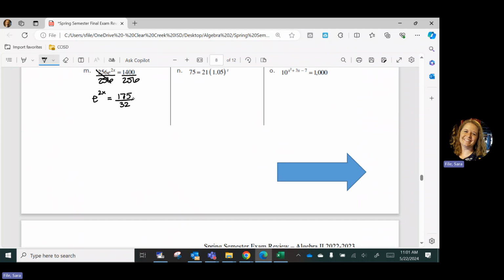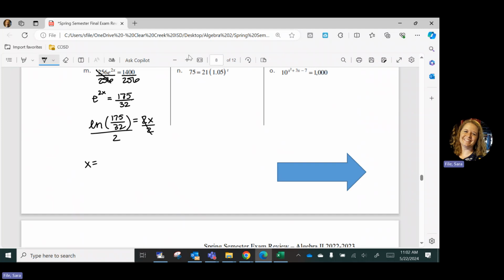Now to rewrite this in log form, a base e log is a what? Who remembers? If it's base e, it's a natural log. So that's going to be ln of that fraction, and you can write the reduced version or the original 1400 over 256. It doesn't matter. It equals the 2x. Now I've got to get rid of this 2, so I'm going to divide both sides by 2.